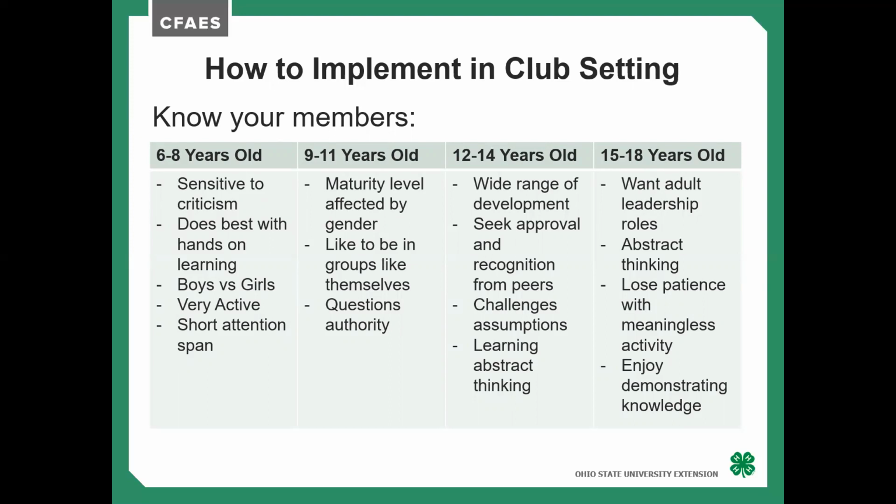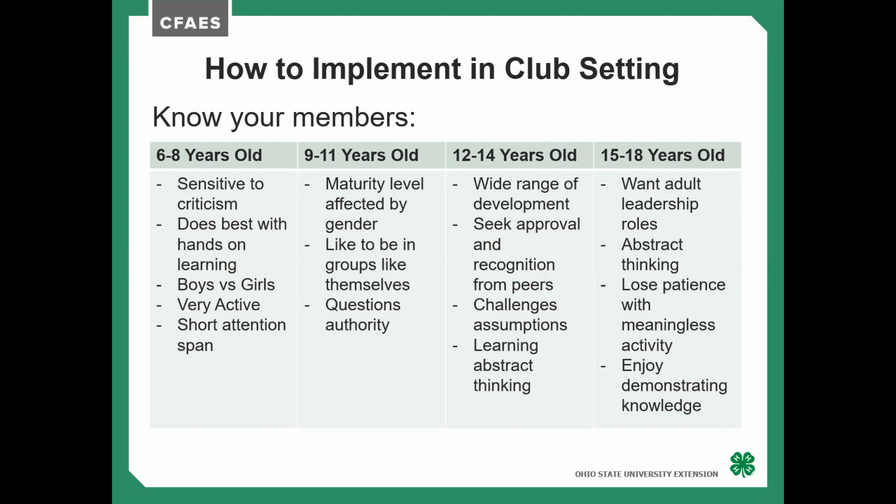So if you look at the chart with me, from 6 to 8 years old, those members might be more sensitive to criticism. They do best with hands-on learning and staying engaged, and they are still in the boys versus girls stage. They like to be very active, but they may have a short attention span. From 9 to 11 years old, their maturity level is affected by gender. They like to be in groups like themselves with similar interests, and they begin to question authority.